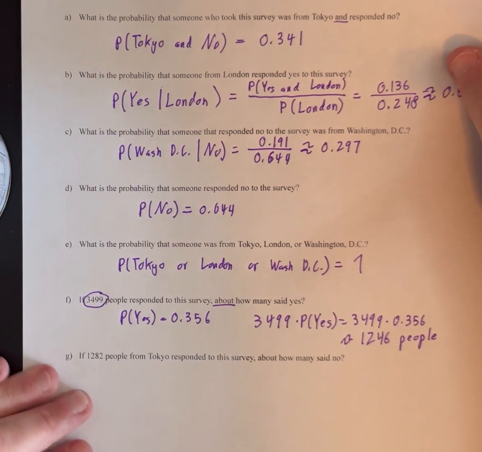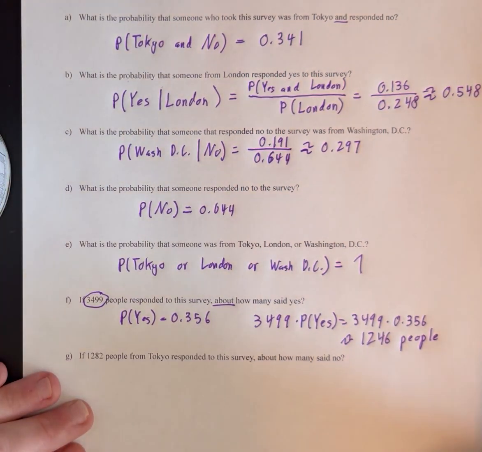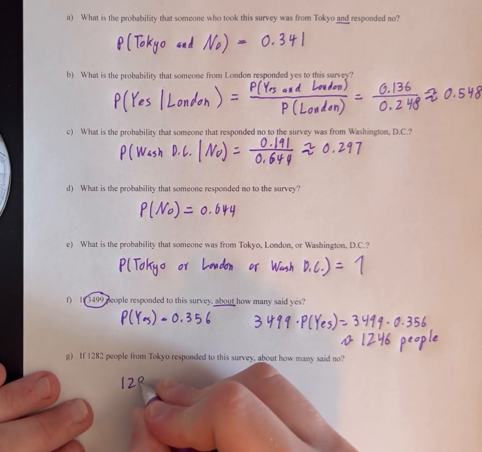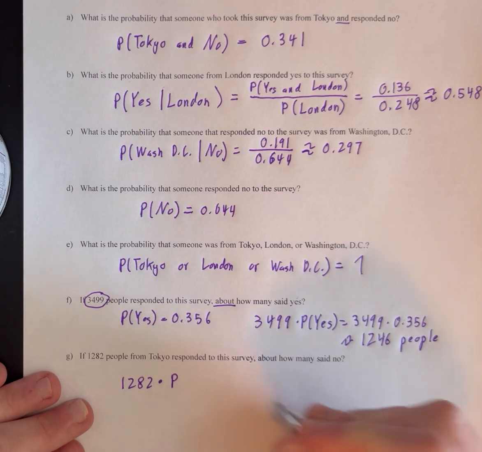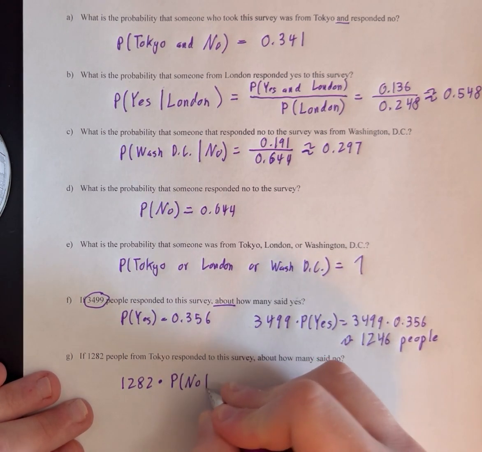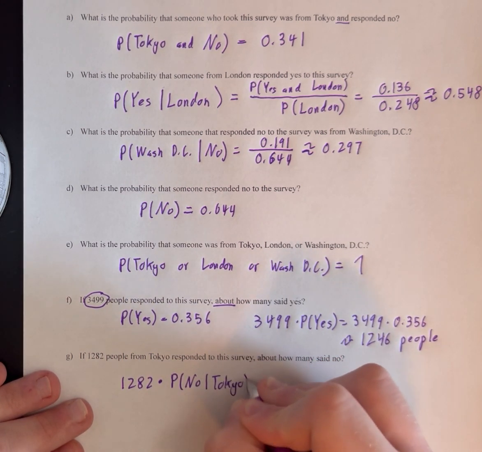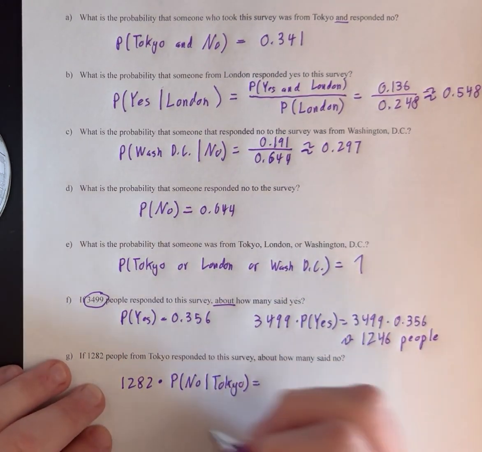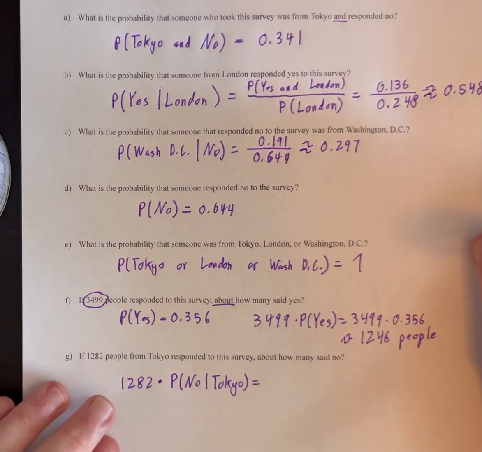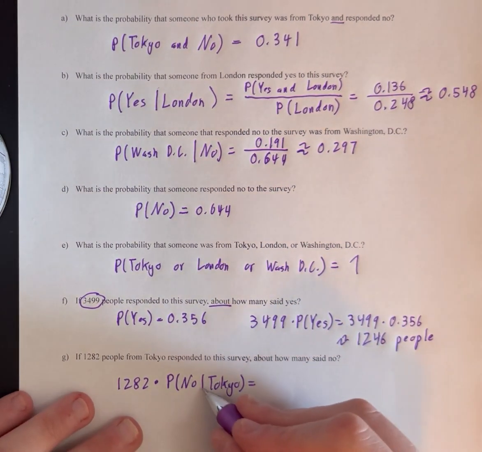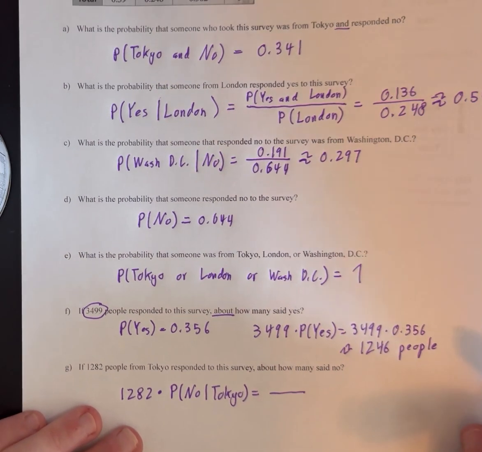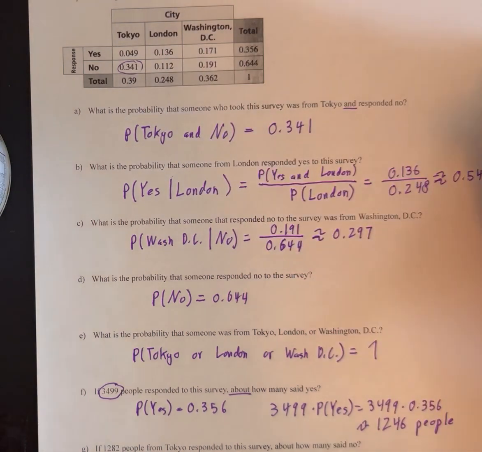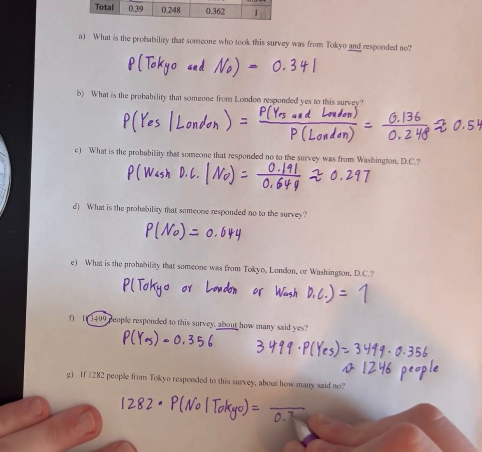Now, lastly, if 1,282 people from Tokyo responded to the survey, about how many said no? So 1,282 people multiplied by the probability that they said no, given that they're from Tokyo. So of the people who said no from Tokyo, we would just multiply that by 1,282 to find out how many of those people. So probably they said no given that they're from Tokyo. So 0.39, so 39% of people total were from Tokyo. So that's 0.39 at the bottom here.